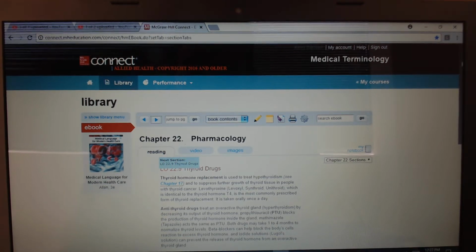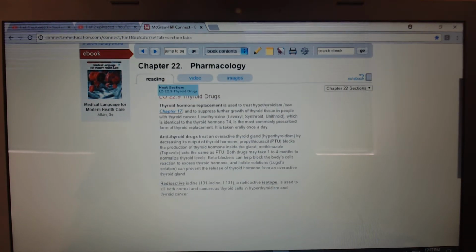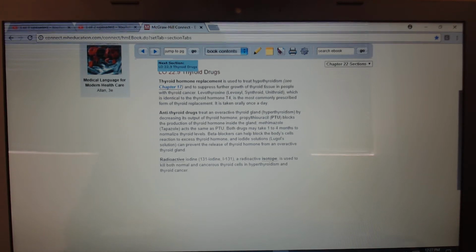Thyroid drugs. Thyroid replacement is used to treat hypothyroidism and to suppress further growth of thyroid tissue in people with thyroid cancer. Levothyroxine, Levoxyl, Synthroid, Unithroid, which is identical to the thyroid hormone T4, is the most commonly prescribed form of thyroid replacement. It's taken orally once a day.